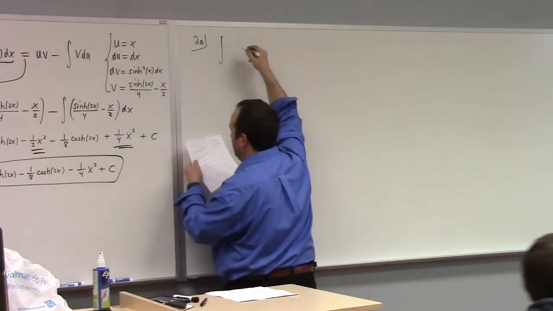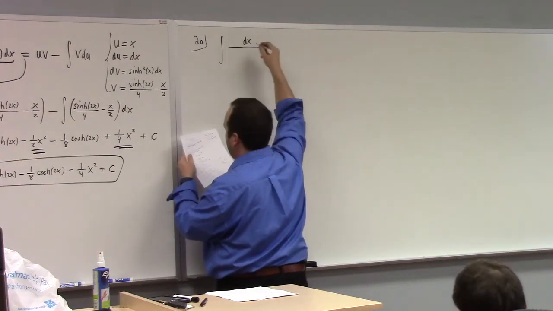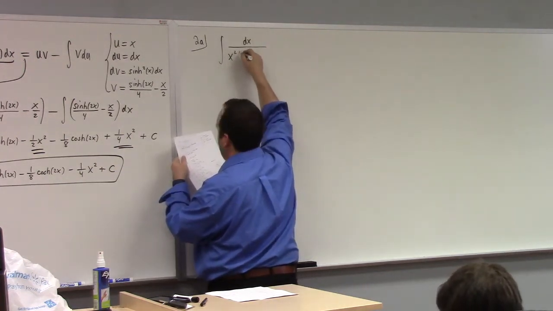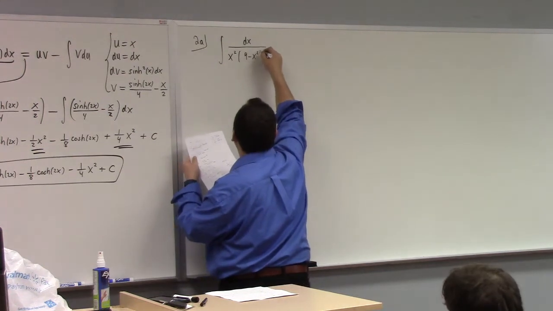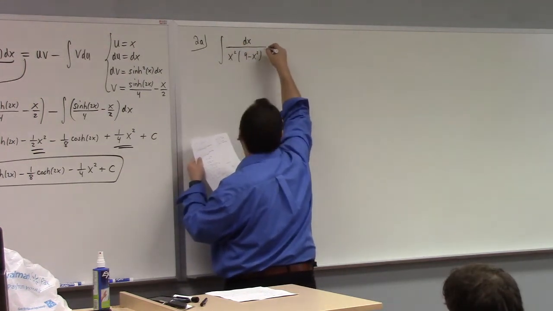We face the integral of dx over x squared times (9 minus x squared) to the 3/2 power. What should we do?